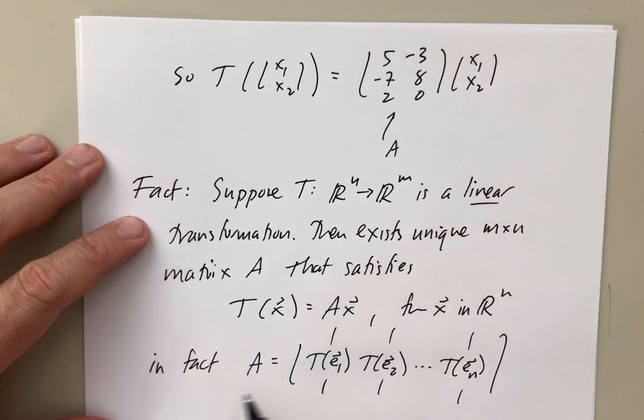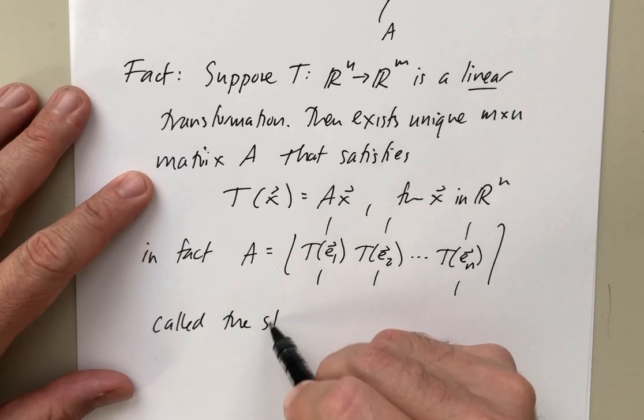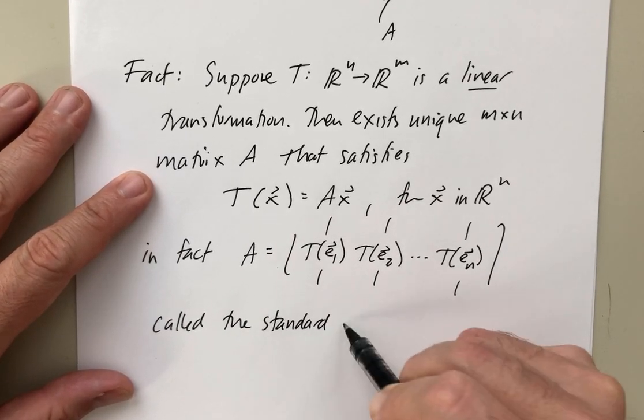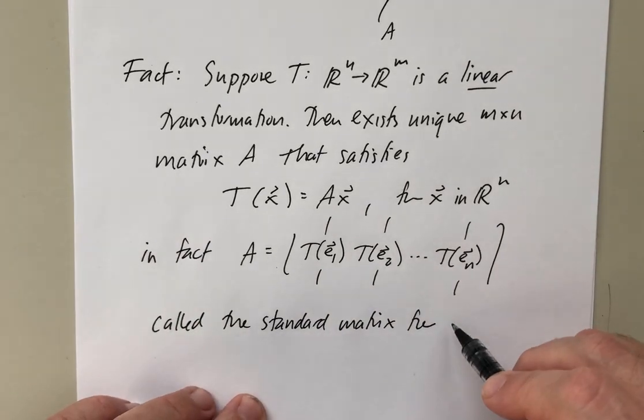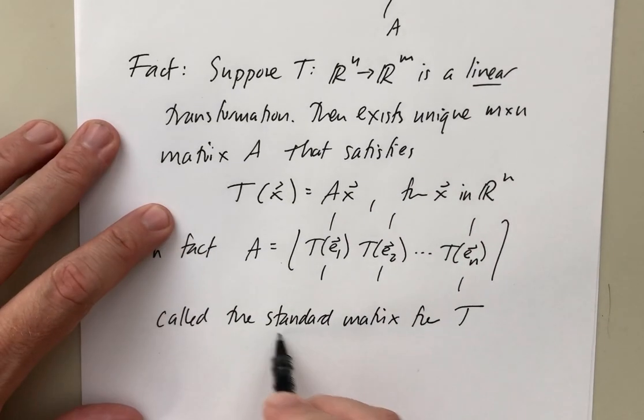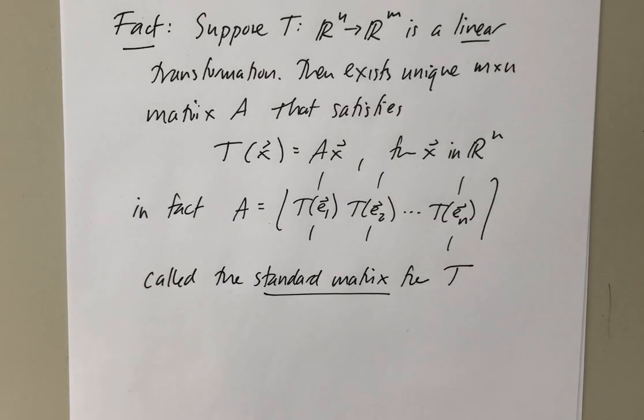Okay, and this is called the standard matrix for the transformation T, okay? So that's our main fact for this lecture, that if you give me a linear transformation, I can actually give you a matrix that represents it as matrix multiplication.